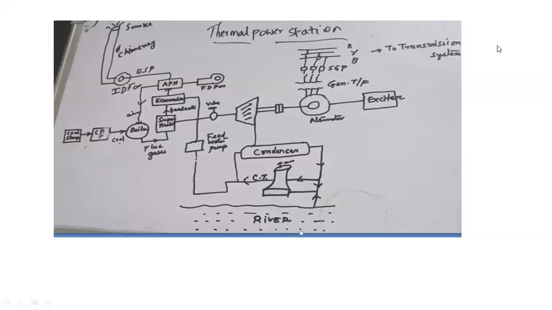Good afternoon, viewers. Earlier we discussed the layout of the thermal power station. In the layout you can see coal. What is coal? The coal plant is situated about 1 to 1.5 kilometers away from the boiler. So how to transport this coal?